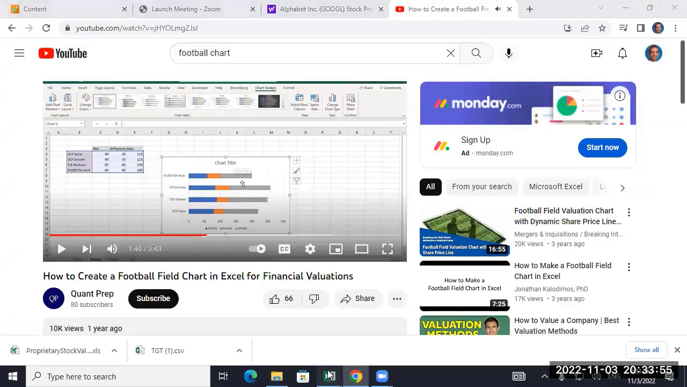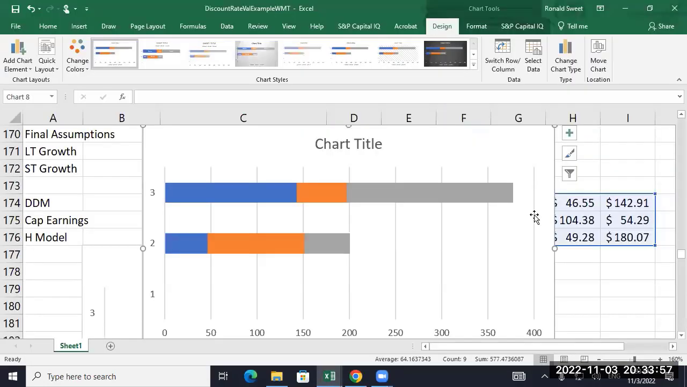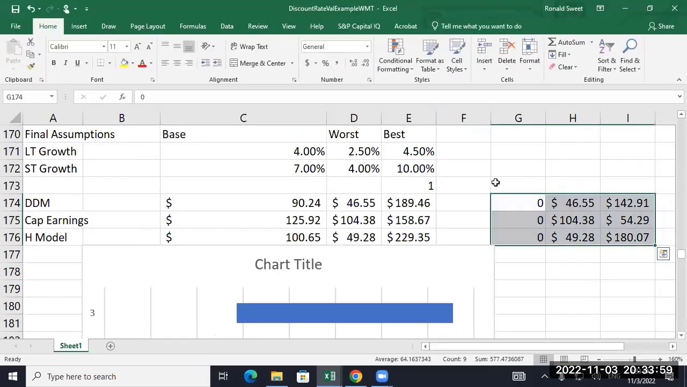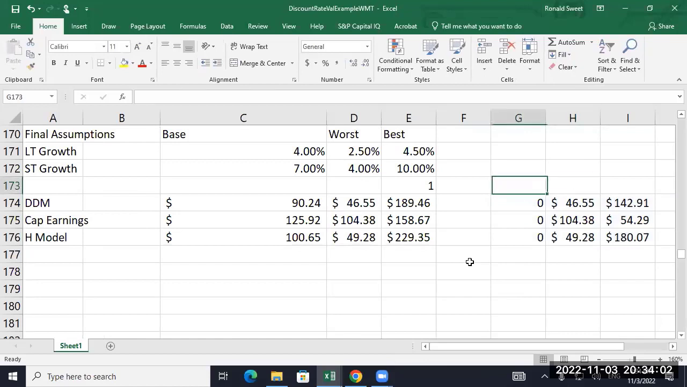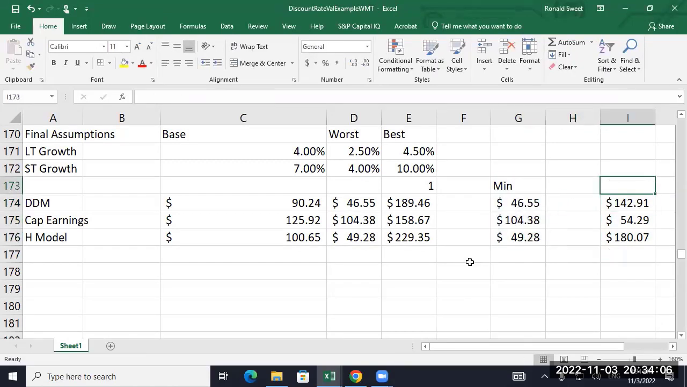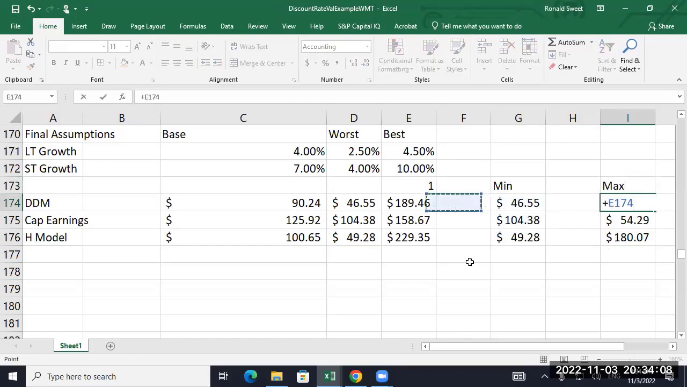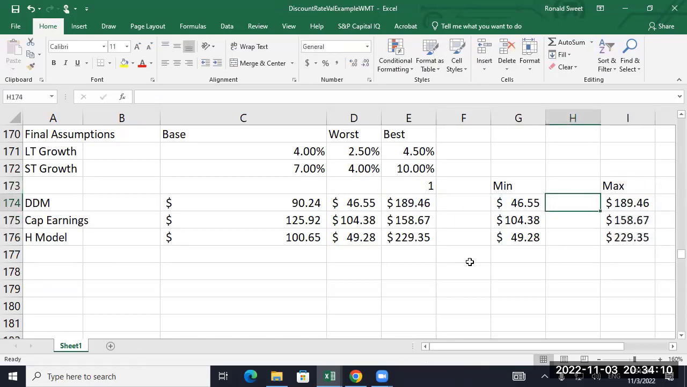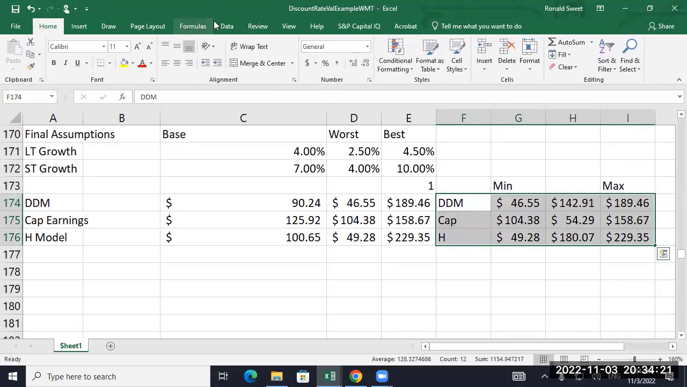So he said min, max, difference, and he selected them. Does that look right so far?